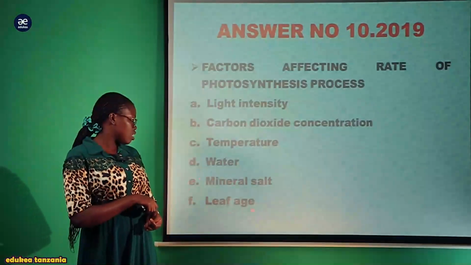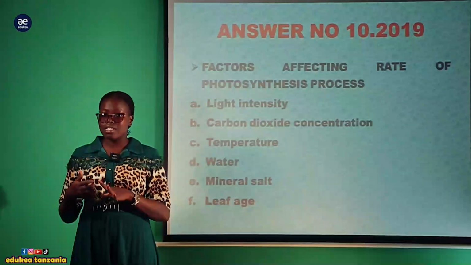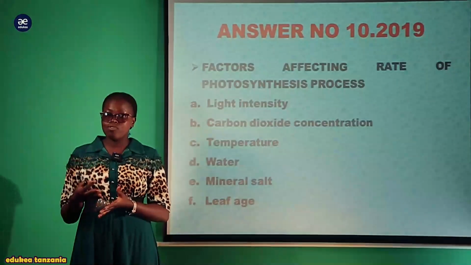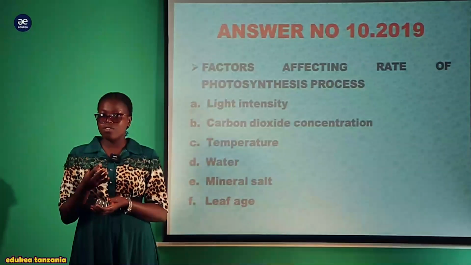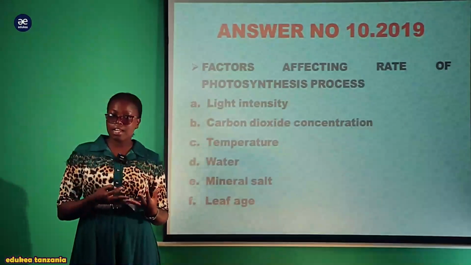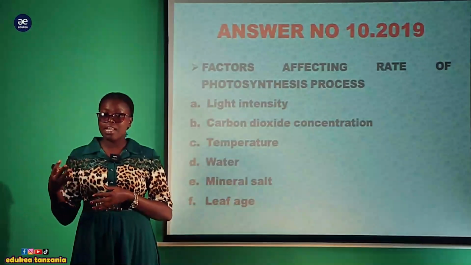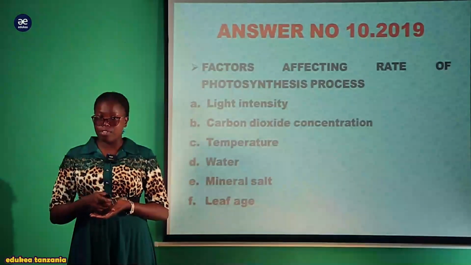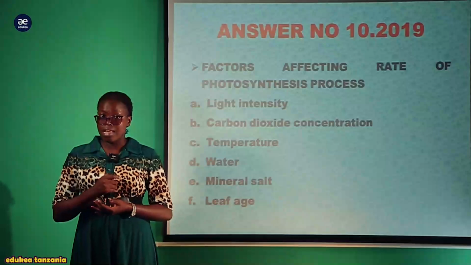Another and last one is leaf age. For leaves that have been there for a long time and have aged, the rate of photosynthesis tends to be very slow as compared to a young leaf. So here you look at the leaf age. The young leaf has a high rate of photosynthesis, but a mature leaf that has already reached senescence has a low rate of photosynthesis. So this also tends to hinder the process of photosynthesis in the plant.